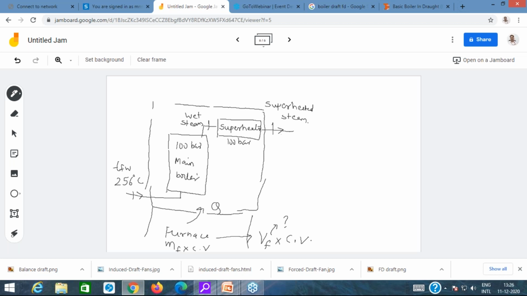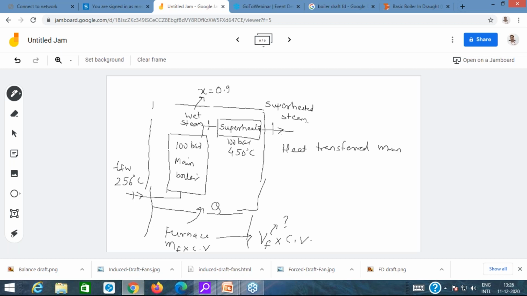The wet steam obviously has the dryness fraction given as 0.9, and this is the superheated steam at 450 degrees centigrade. So this is the given information. You are required to calculate how much is the heat which is transferred in this boiler. So this first part is the heat transferred in the boiler proper, the main boiler.